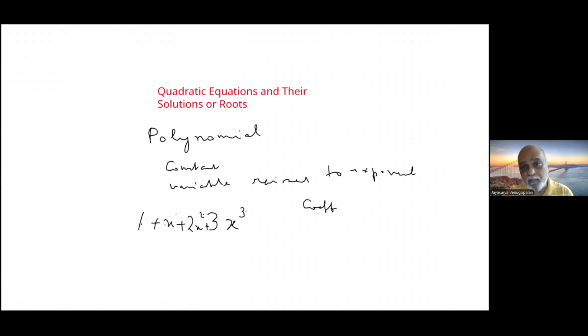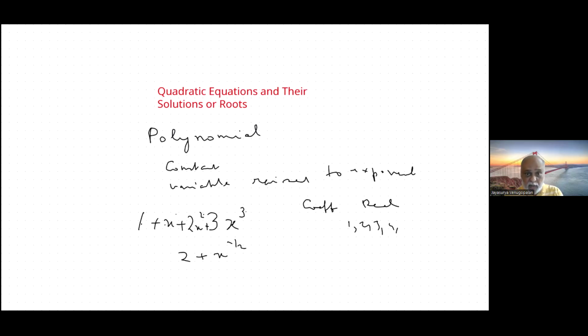It can be real, typically. But the exponent of the variable has to be a non-negative integer. That means it can be anything from 0, 1, 2, 3, etc. For example, if I write 2 plus x to the power of half, this is not a polynomial because the x has been raised to the exponent half, which is not an integer.